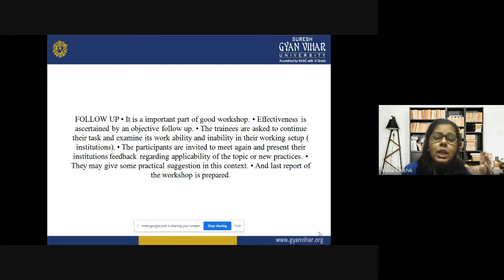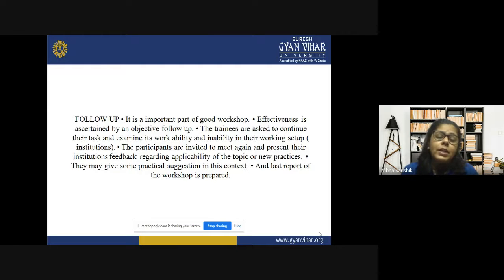Now what will happen? They will have some feedback on how the students learn and what difficulties they face when they have used this method to teach the students. After this field work, they will meet again and present their institution feedback: what difficulties they felt, how the students reacted while they taught, and whether that method helped the students to improve their achievements or not.